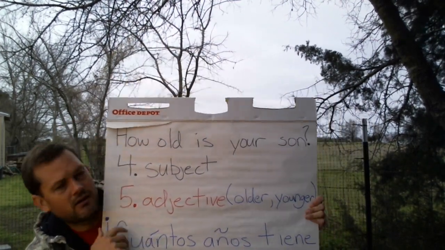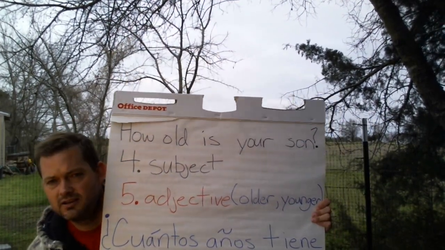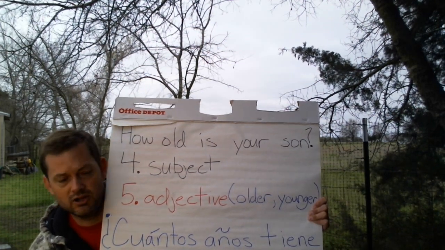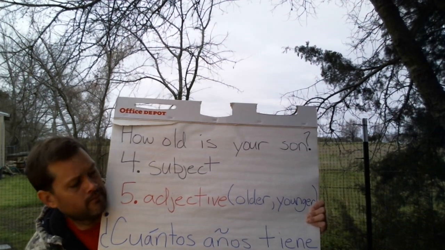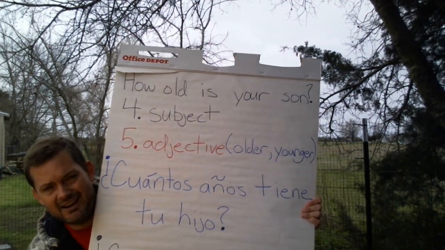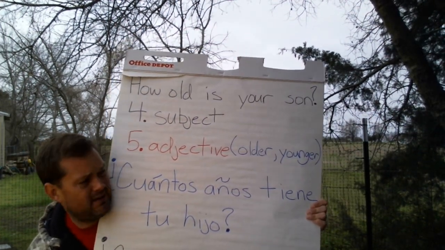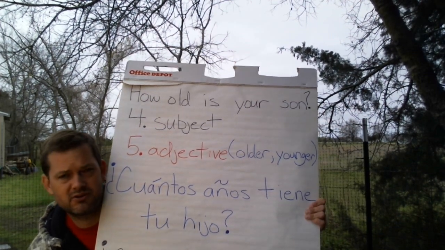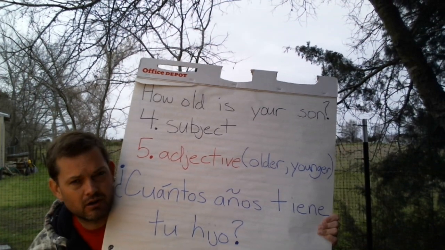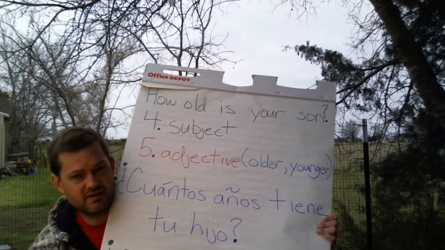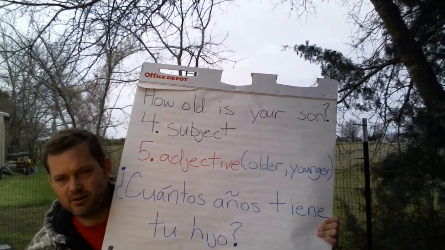Our next step here, step 4, is the subject. The subject of the question. In this case, it's son. Well, son is hijo. Step 5 is to add an adjective if we got one. In this case, we don't. How old is your son? There's no adjective to add. But you may want to say, how old is your younger son or older son? So, in this case, there is no adjective.